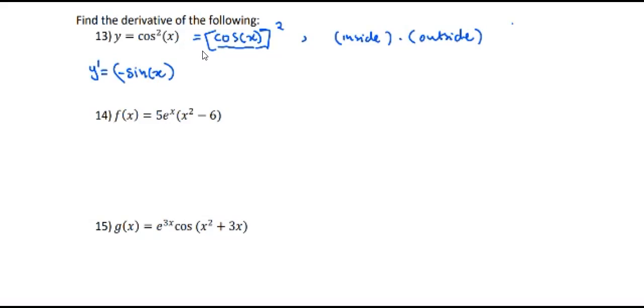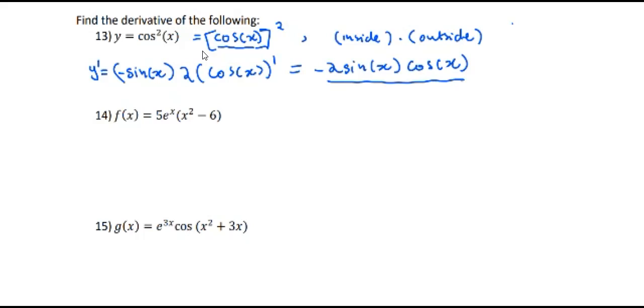So when you have a power of 2, you multiply by 2, and then you just have cosine of x raised to the power 1. So this is just negative 2 sine of x cosine of x. Okay. And you can simplify this further if you want, but we're not interested in that right now. So this is the correct answer.